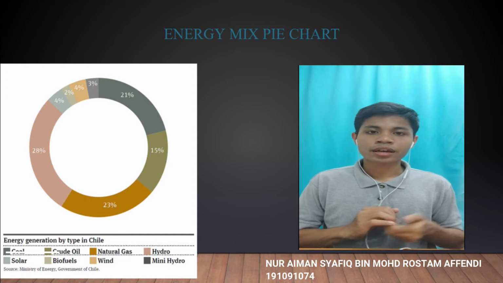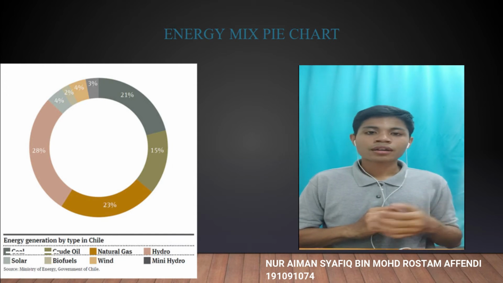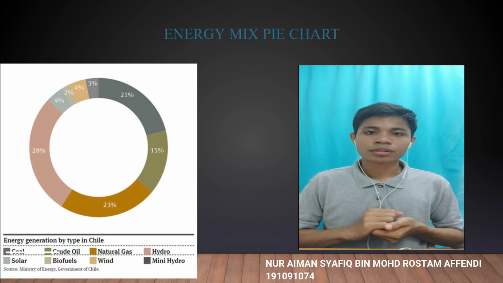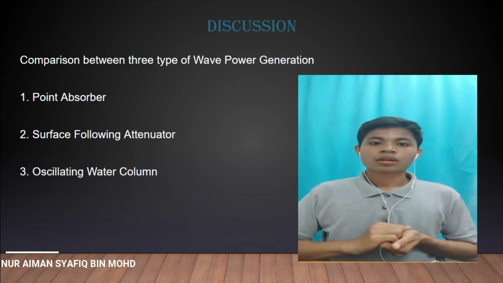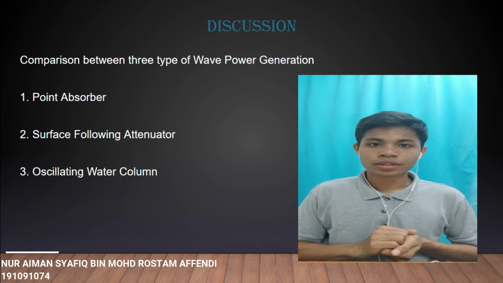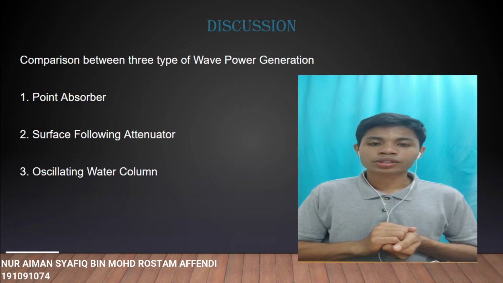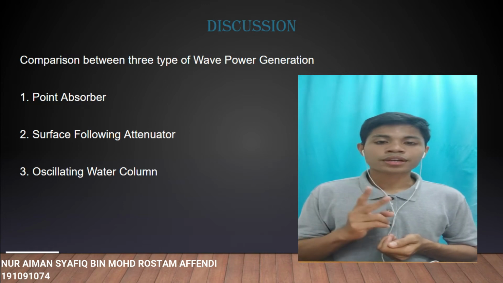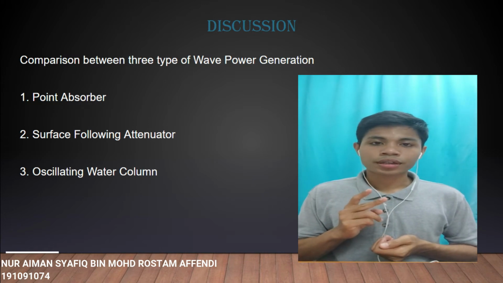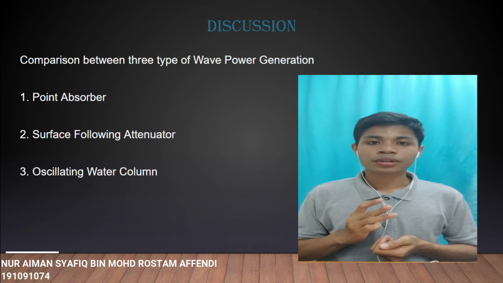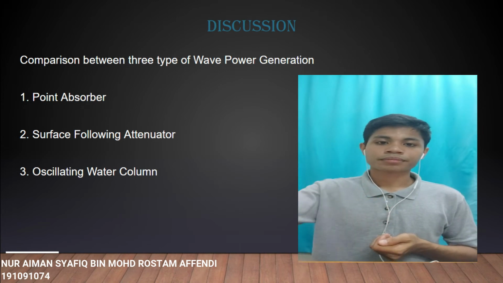This pie chart that I will show you in the slide is based on the energy mix in Chile in 2017. Next, I will talk about the comparison between the three types of wave power generation: the first one, point absorber; the second one, surface following attenuator; and the third one, oscillating water column.